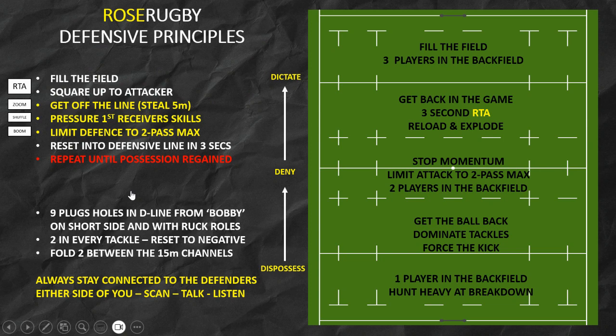Get off the line, steal five, steal five. Great, we don't go beyond the ball, but if first receiver manages to catch the ball, we just take a really organised line and plant it 5 metres further up the pitch. From there, we need to pressure first receiver's skills. So we need to take away time and space. So go and get them, make them pass early. Where can we make them play? Can we make them play in a small area of the pitch? We want to limit the defence to 2 passes max. And then when the contact is made, we need to reset into the defensive line within 3 seconds. And that is the defensive process of going through and through and through.